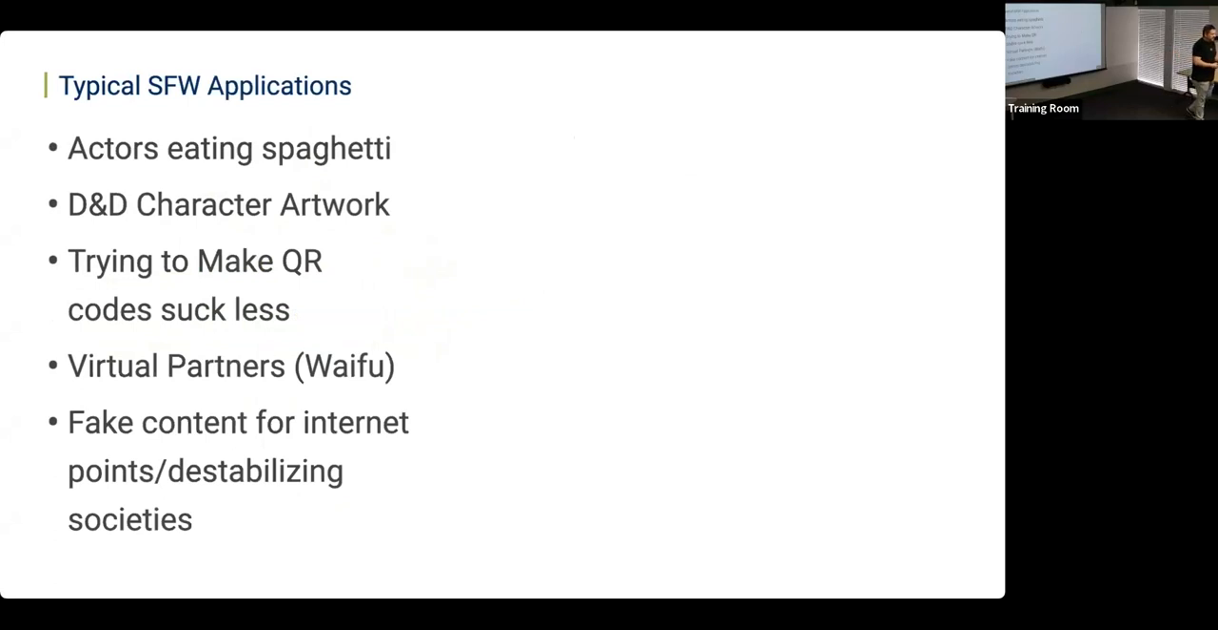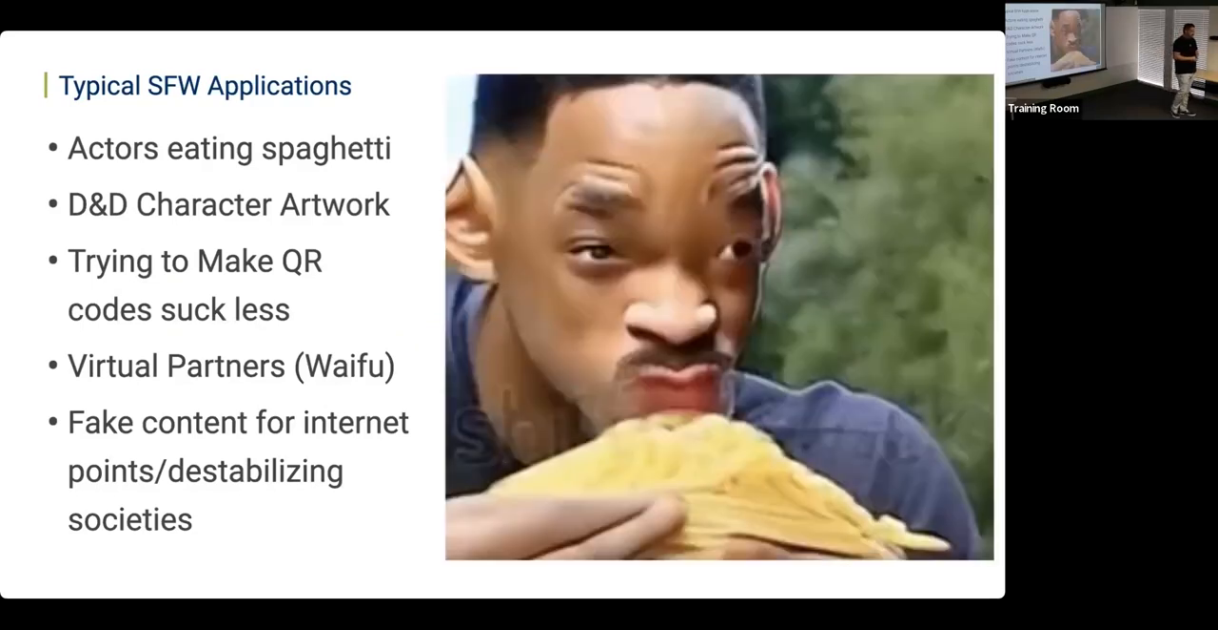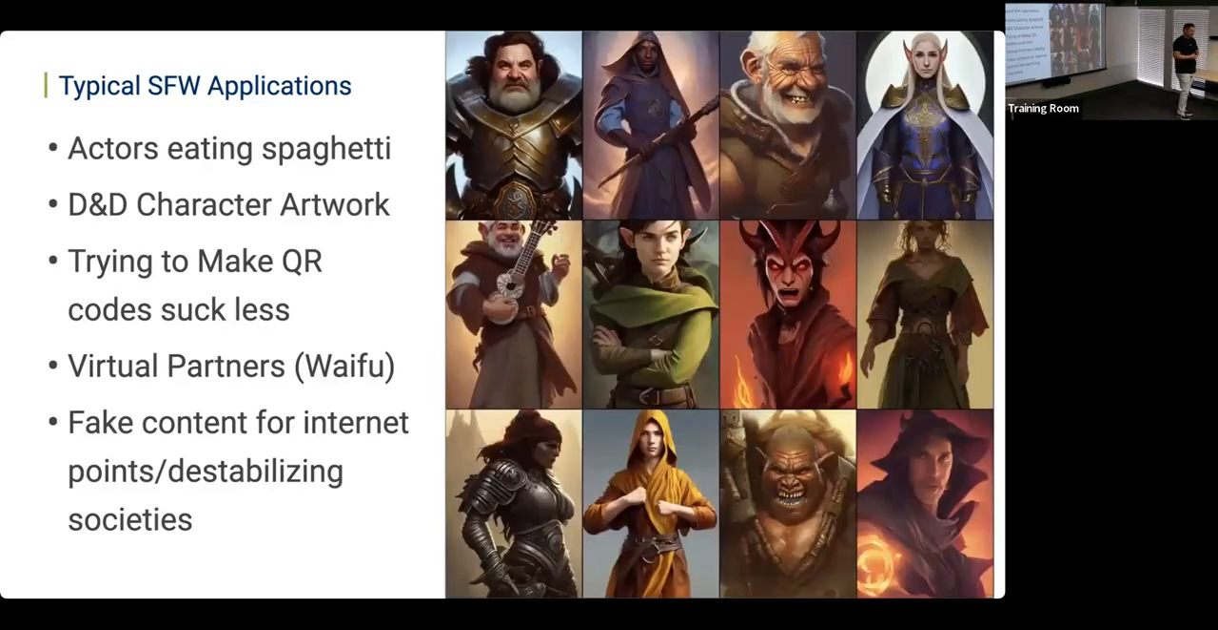Now, there are a lot of typical safe for work applications that people are using this technology for today. One of those is generating images of actors eating spaghetti. They do this because AI doesn't know how to make a picture of a person eating spaghetti, so it's really, really weird. People make D&D character artwork. So many people are doing this because D&D is really popular, not just a nerdy thing anymore.